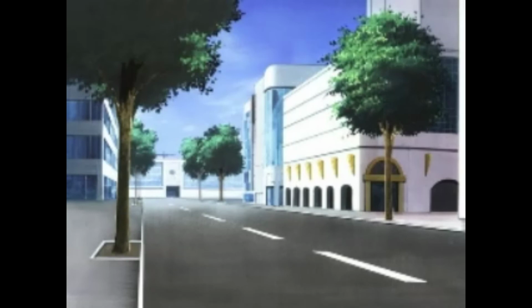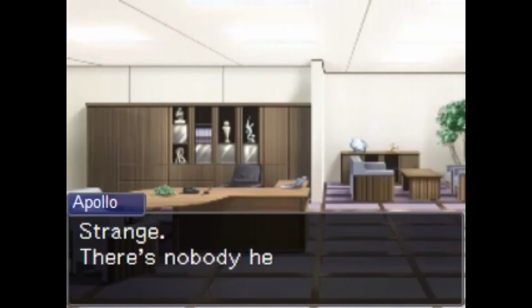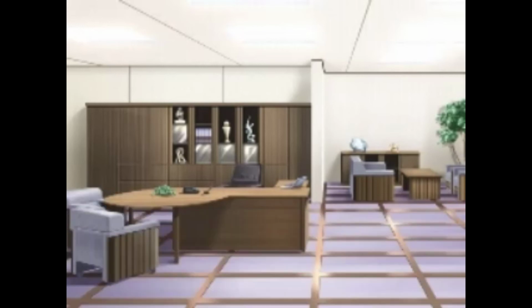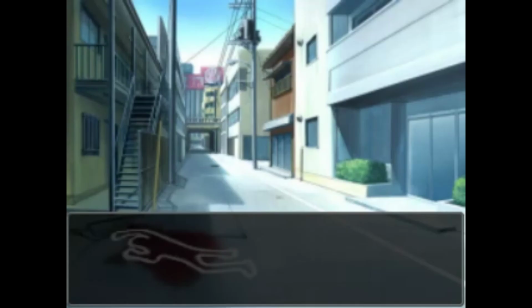Wow, we got a lot of places to go. Redco, crime scene. Let's go to Redco. Strange. There's nobody here at the moment. We should try coming back later. Okay, can't go up to the office. Well, crime scene.